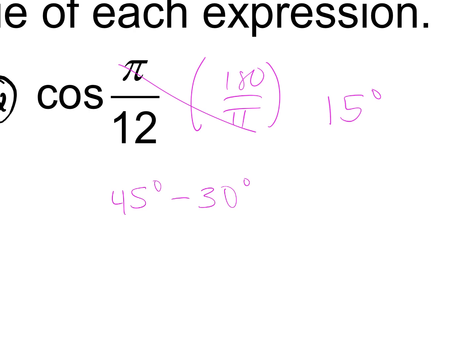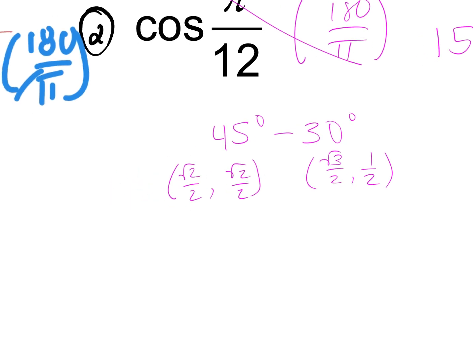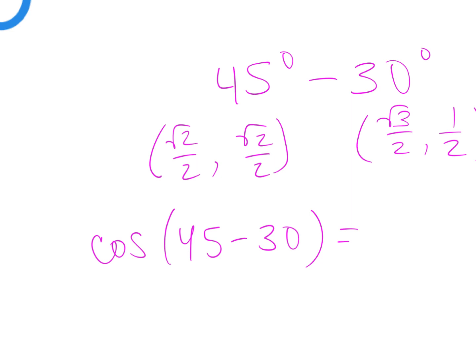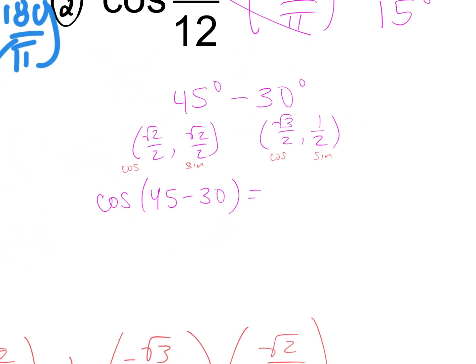Everybody with me? Okay, so let's do like we just did. What is the ordered pair at 45? Square root of 2 over 2, square root of 2 over 2, right? What's the ordered pair at 30? Square root of 3 over 2 and 1/2. Okay, perfect. Now, what is the trig function that we're using? Cosine. We're doing cosine of 45 minus 30. Guys, cosine is tricky. Why is cosine tricky? Well, let's do this first. Go ahead and label. Your x value is cosine. Your y value is sine. That's a good habit to get into. I mean, obviously I know it, but it's a good habit to get into.